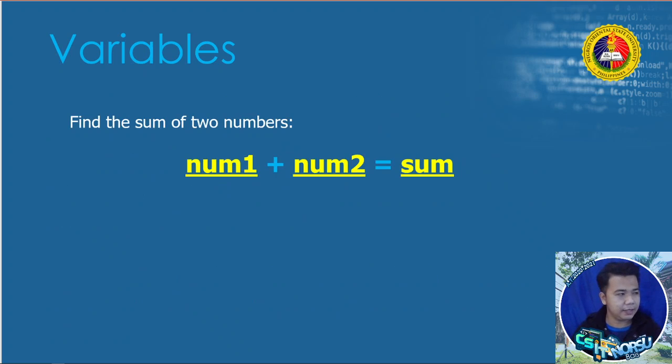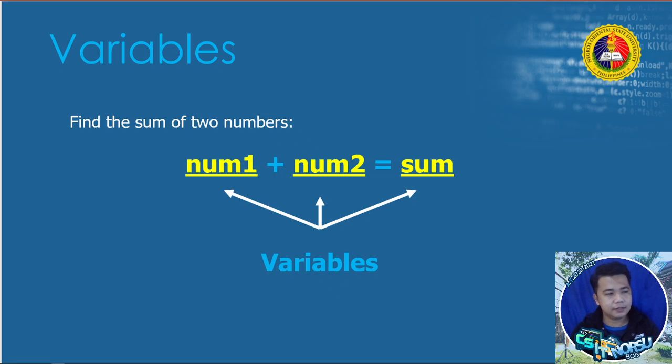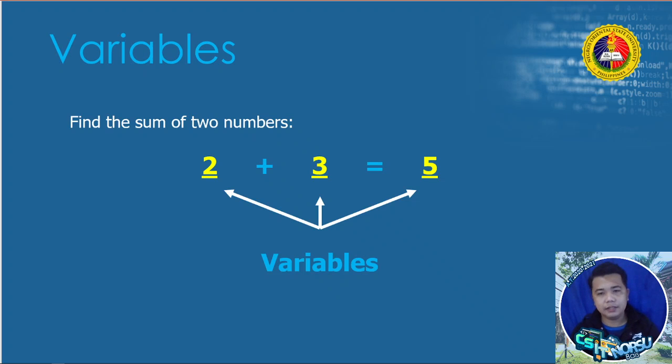Let's take a look at this example. For example, we are going to create a program that will add two numbers. We will be dealing with three different data: the first number, the second number, and the sum. Each of these numbers must be set with variables. Let's say the first number is 2 and the second number is 3. Then if we create a program that will add these two numbers, we can expect that 2 plus 3 equals 5. All of these numbers must be set with variables.